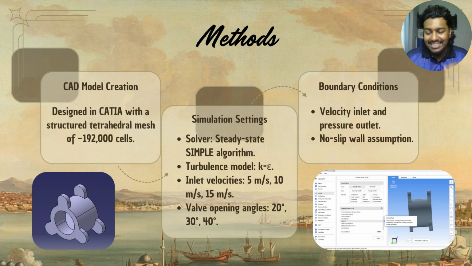For the test cases, inlet velocity was set to 5, then 10, and then 15 meters per second. The valve opening angles were 20 degrees, 30 degrees, and 40 degrees. And the boundary conditions were velocity inlets and pressure outlet with no-slip walls.